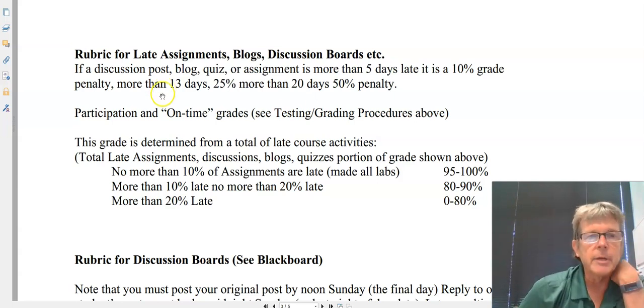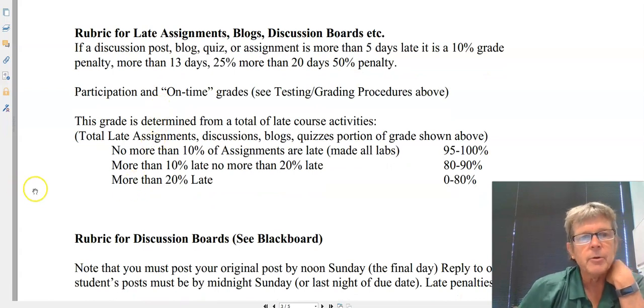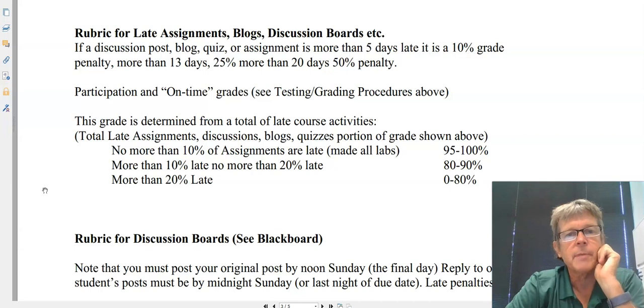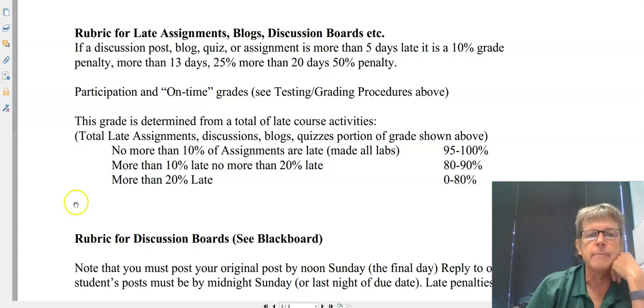All right, now let me explain this. There's a participation grade and all. So on your late activities, I count how many assignments you handed in late, right? This is an easy score for most people. You turn stuff in on time, it's an easy A. No more than 10% of your assignments late. That's an easy A for that portion of the grade. I think it's 20% of your grade.